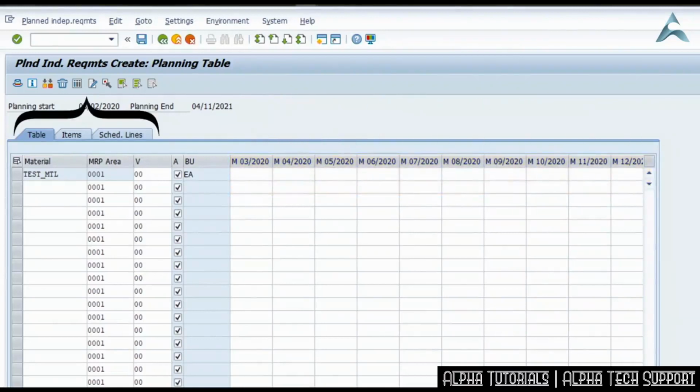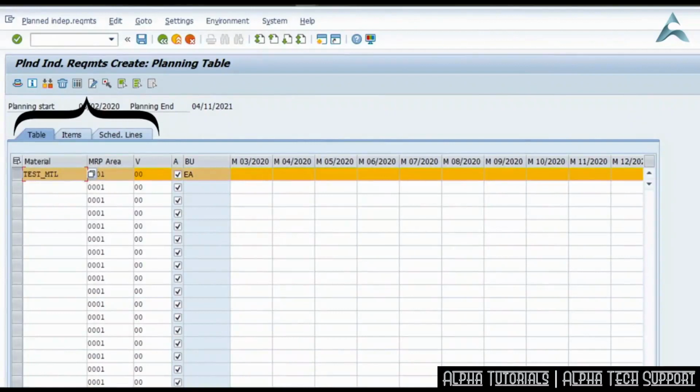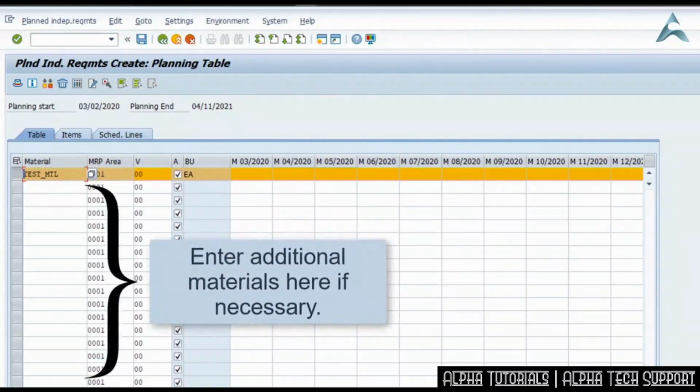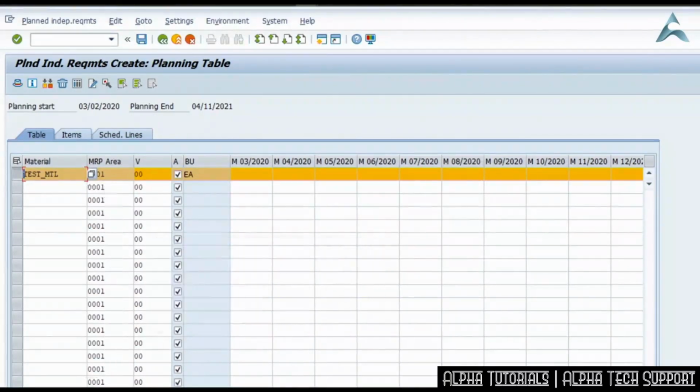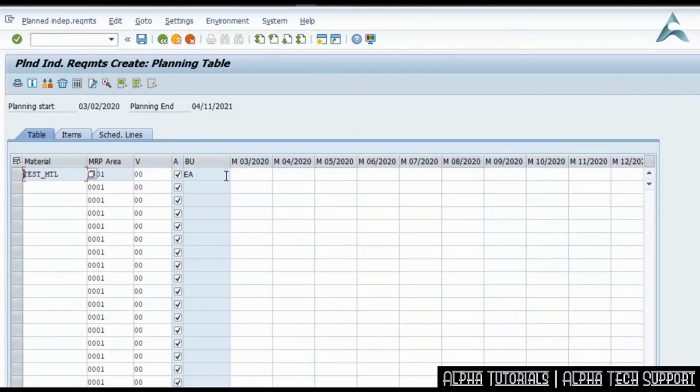You will also notice 3 tabs. The table tab, which we are defaulted to, is the planning table. The items tab will be an individual material. You can look at it in a slightly different view. And then the schedule lines. We will look at those shortly. But you are able to forecast multiple materials at once by pasting a list of materials in here and then pasting the forecasted quantities into the period buckets. Our demo will be simple. We'll just do the one material for clarity and ease of demonstration.